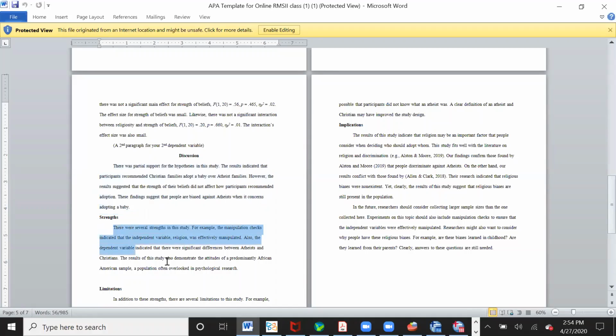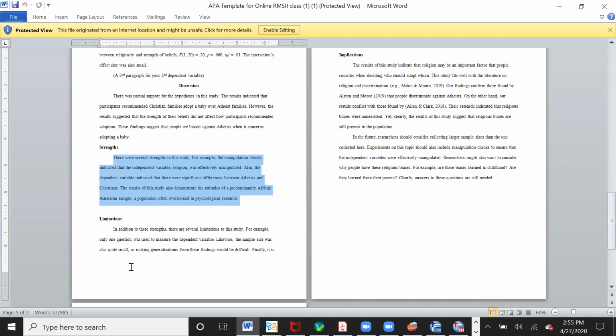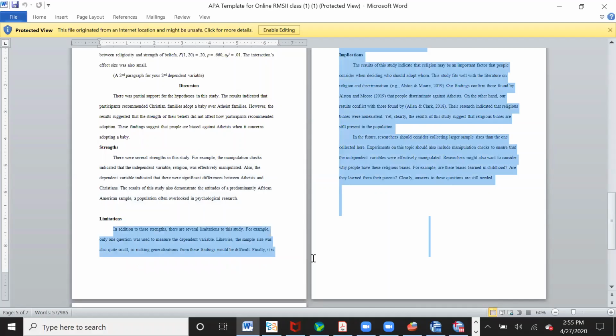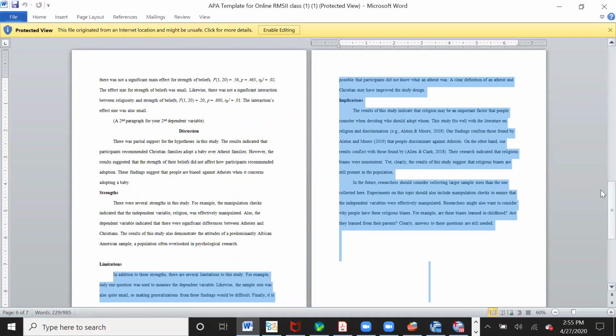Your strengths, this might be a little tough for you to come up with, but Mira came up with a good one. You might want to think about validity threats and maybe what threats you didn't have in your study. Limitations, that's probably the easiest. You could probably come up with 5 pages worth of limitations, but just do a single paragraph where you come up with a couple limitations for your study.